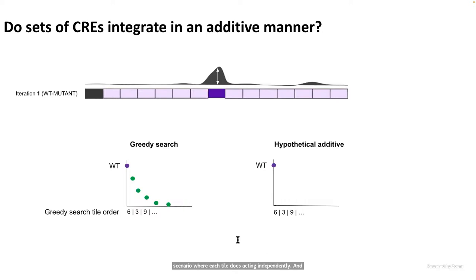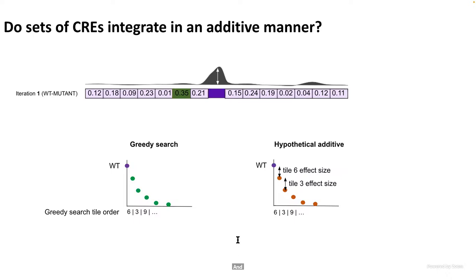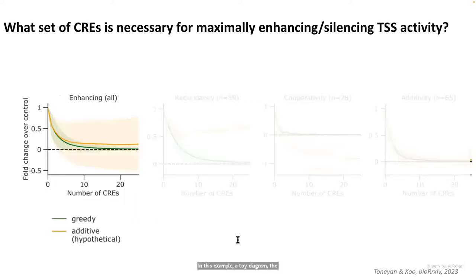And to calculate the model predictions in this hypothetical scenario, we added the independent effect sizes of CREs in the same order as in greedy search. And to calculate the independent effect size of CREs, we calculated the first iteration's effect sizes as the wild type minus mutant, and then subtracted these from the wild type in each step of the hypothetical additive search. In this toy diagram, the hypothetical additive prediction is the same as the greedy search results. And indeed, when we look at the average of the experimental results, we can see that Enformer on average is integrating things in an additive manner.